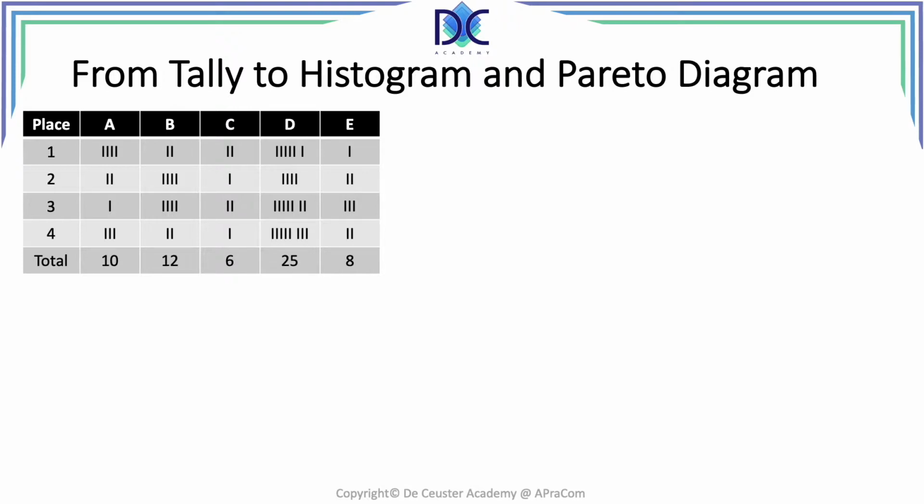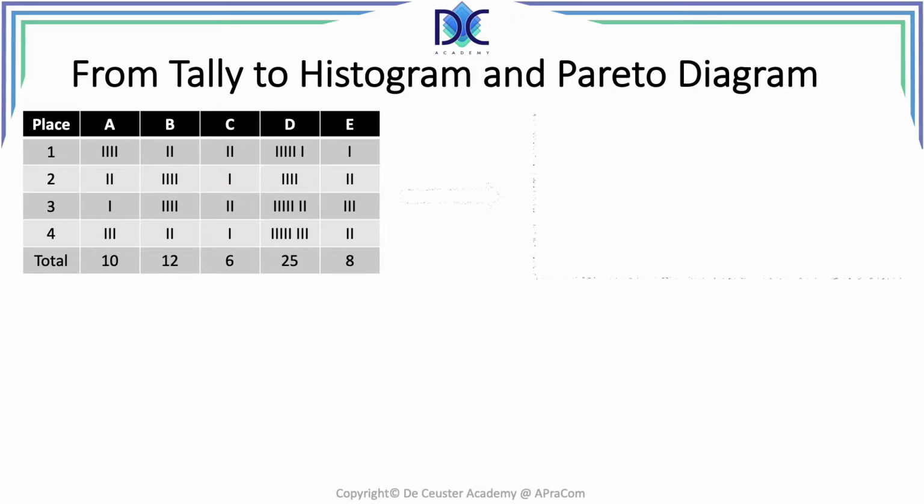And we see every stripe corresponds with one incident. And I made a total on the bottom. So over a certain time period and the 4 places, I found 10 errors related to A, 12 to B, 6 to C, 25 to D, and 8 to E.